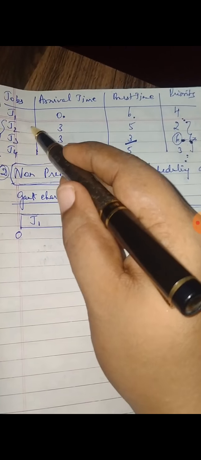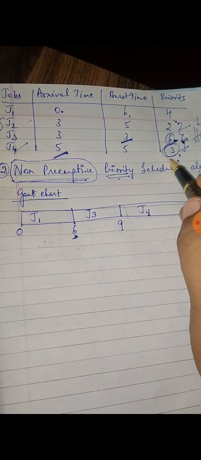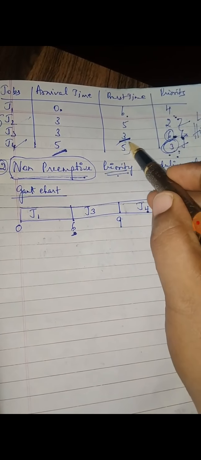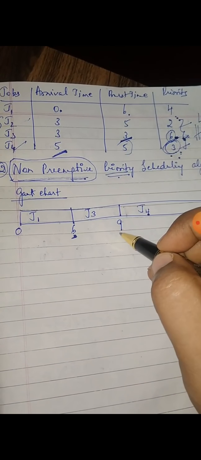Now you have only job 2 and job 4. Of job 2 and job 4, the one with the highest priority number is job 4. So you're allowing job 4 to execute. Job 4 takes how many milliseconds to complete? 5 milliseconds to complete. So for this 9 you are adding 5, it will go up to 14.